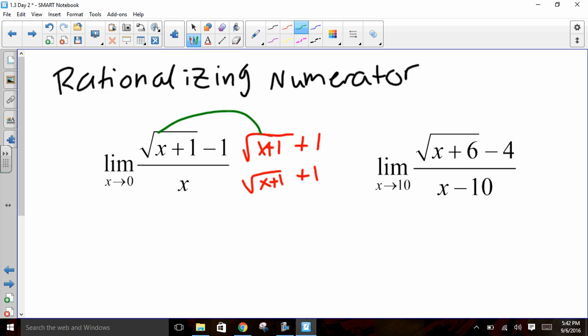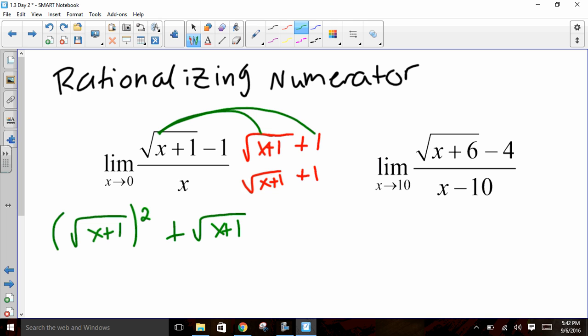So I have this chunk times this chunk, which means I have the square root of x plus 1 quantity squared, because I have that times that. There's two of them. And then I have 1 times the square root of x plus 1, which is the same thing as square root of x plus 1. Then I have 1 times the square root of x minus 1, which means I have the subtraction of that. And then I have negative 1 times 1.